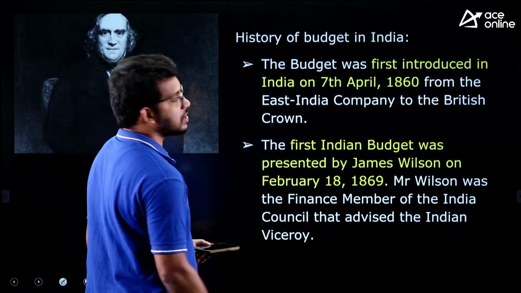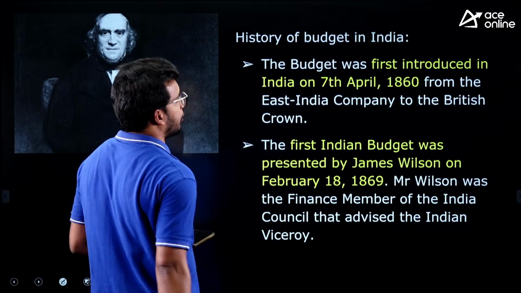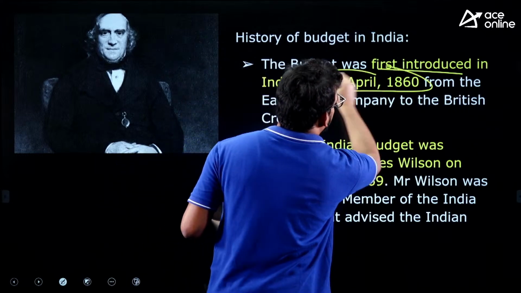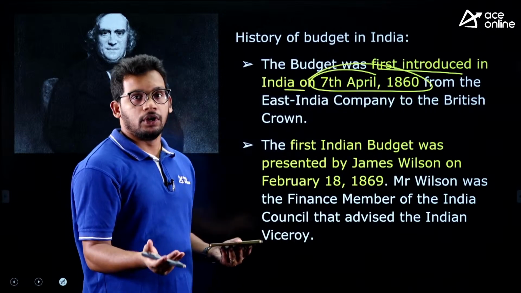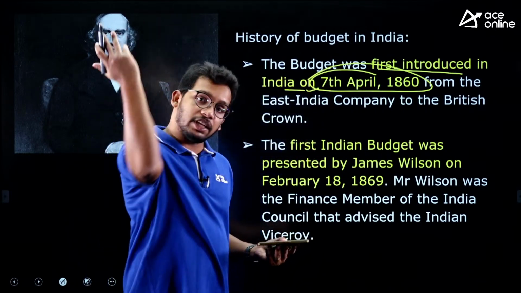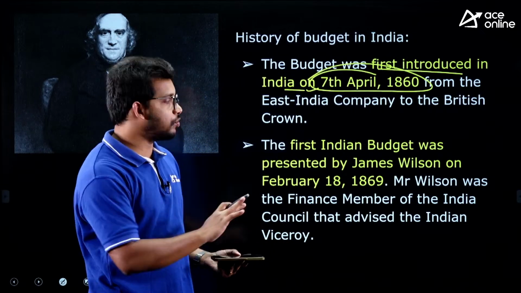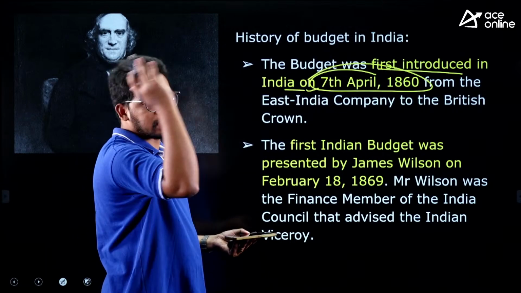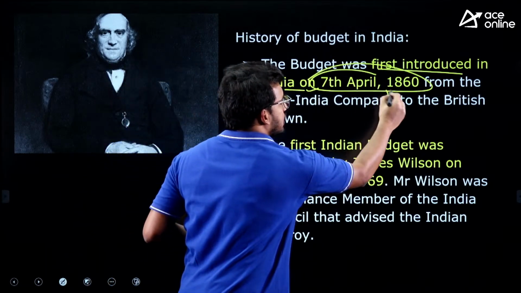So in the Britishers' time itself, the budget concept was derived. It was first introduced in India on 7th April 1860 by the British Crown. So India was under the British Crown. That's why the budget was introduced by the UK. They did not introduce it in India. But for India, what the expenditure should be and what the income should be, they decided in the UK itself. So 1860 was the first year.